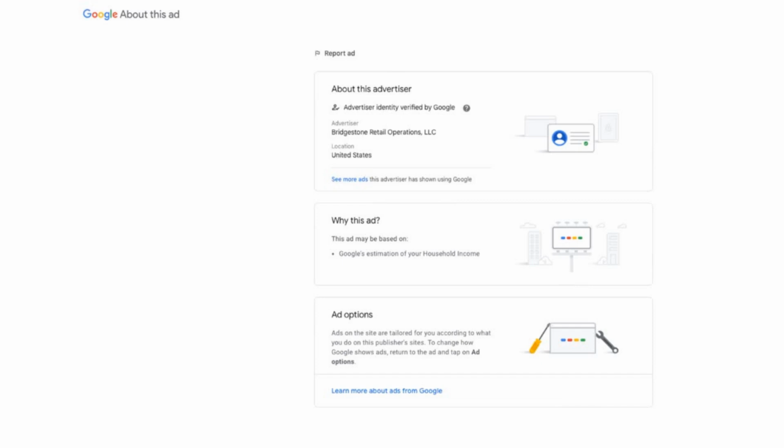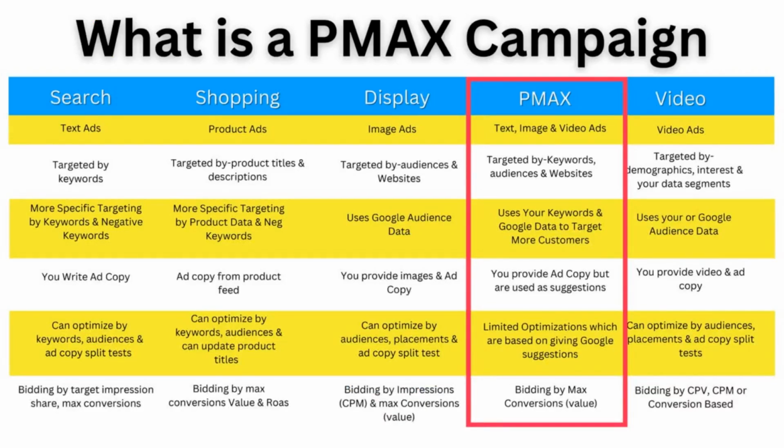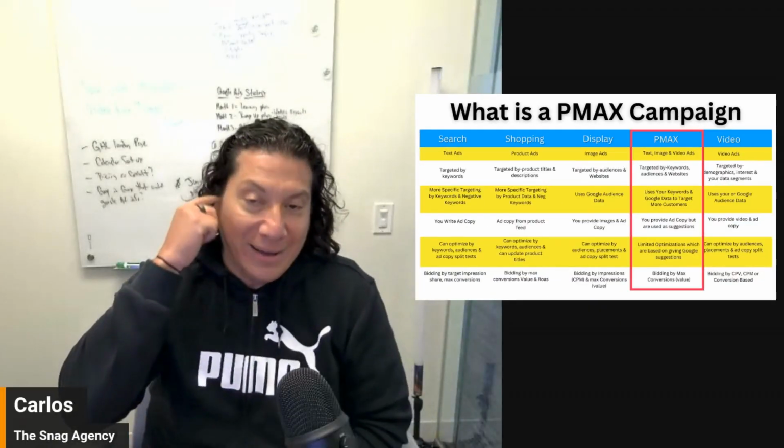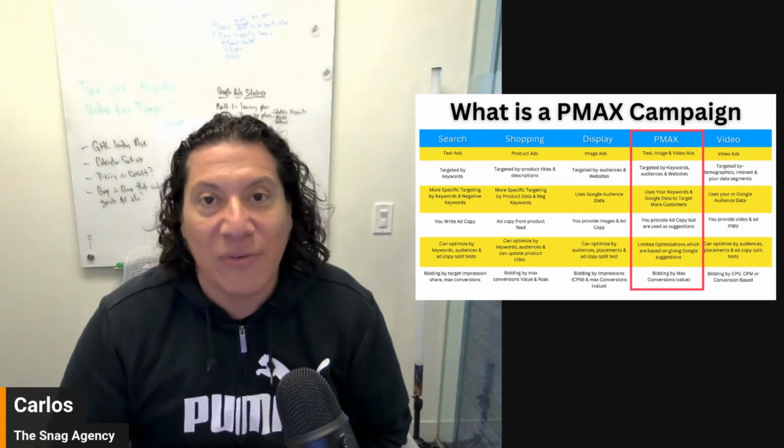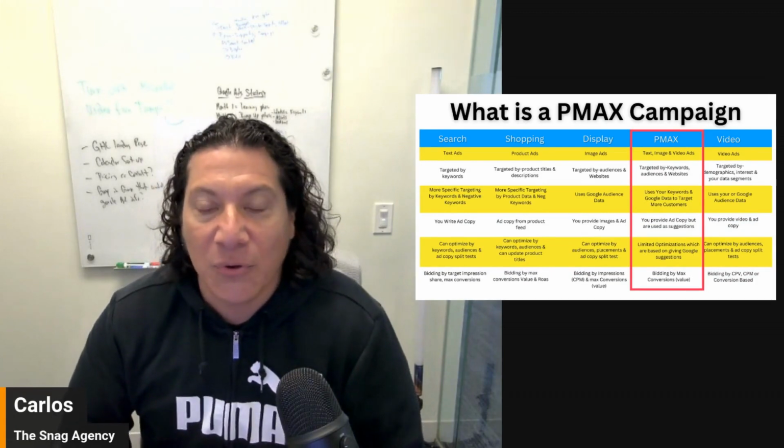It says ad options. Ads on this site are tailored for you according to what you do on the publisher sites. So you can see here, there's just more information that Google has in order to identify themselves and in order to place their ad in front of you. So it's one of the advantages of running ads with Google.